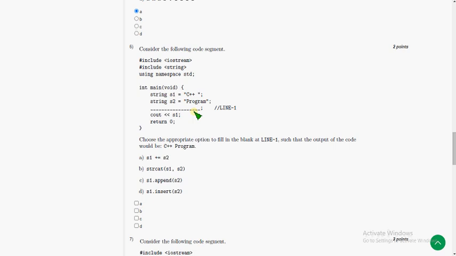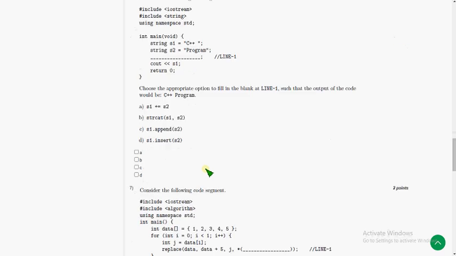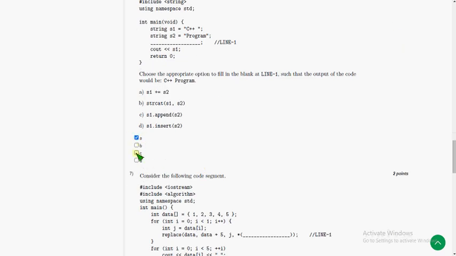And the next question. Here they have given a blank at line 1 and they are asking in which of the 4 options, when placed in this blank, we will get the output "C++ program". For this there are 2 answers again. The first one is option A and the other one is option C. So mark these answers, option A and option C.